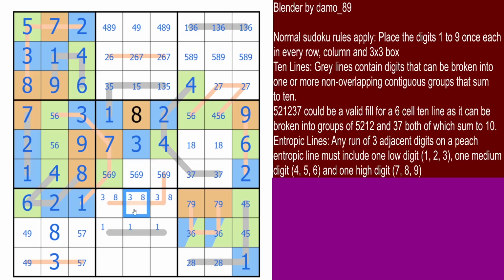That cannot be 3 8. So that has to be a 3 8 pair, right? 3 and 8 both are not here. So this has to be a 3 8 pair. And 4 5 is here. That remaining pair, right? Which has to be mirrored here. 6 has to be here now, right? Yeah.